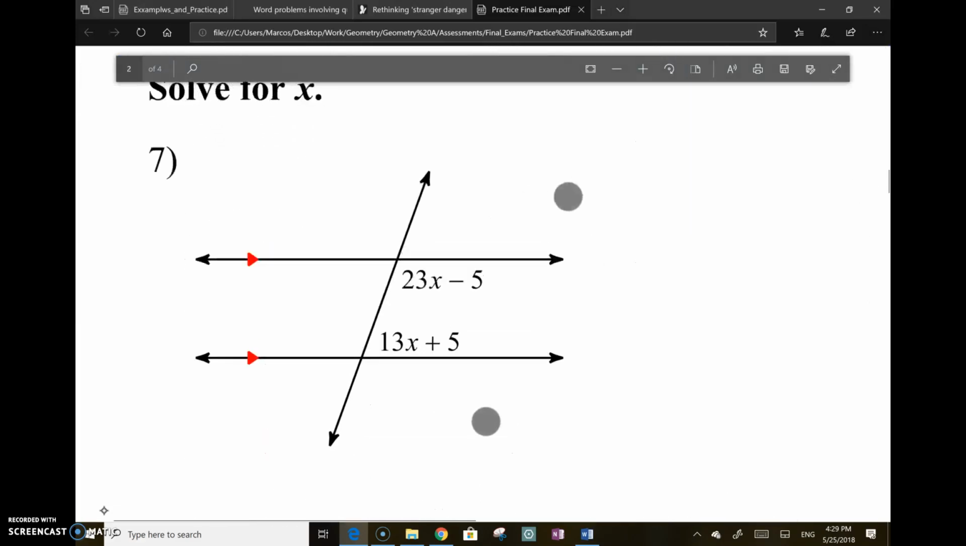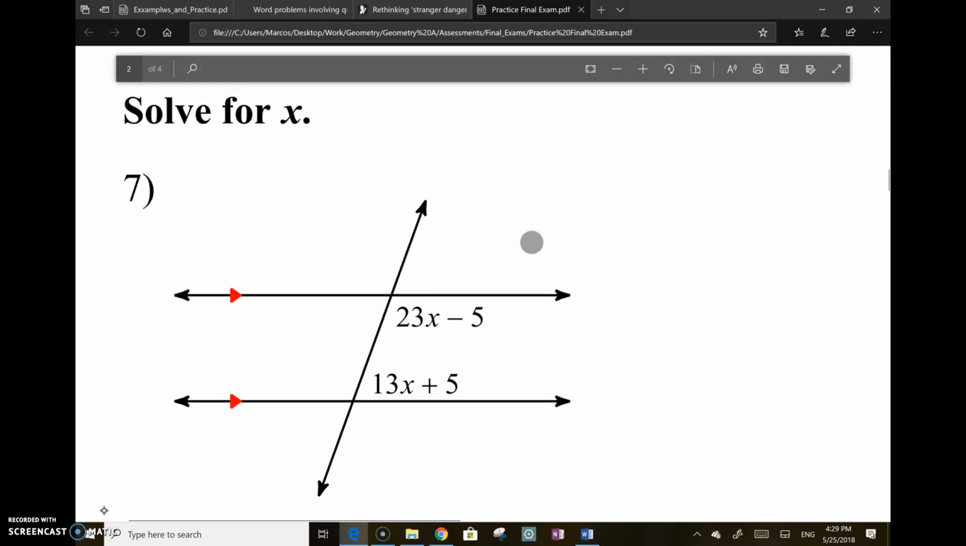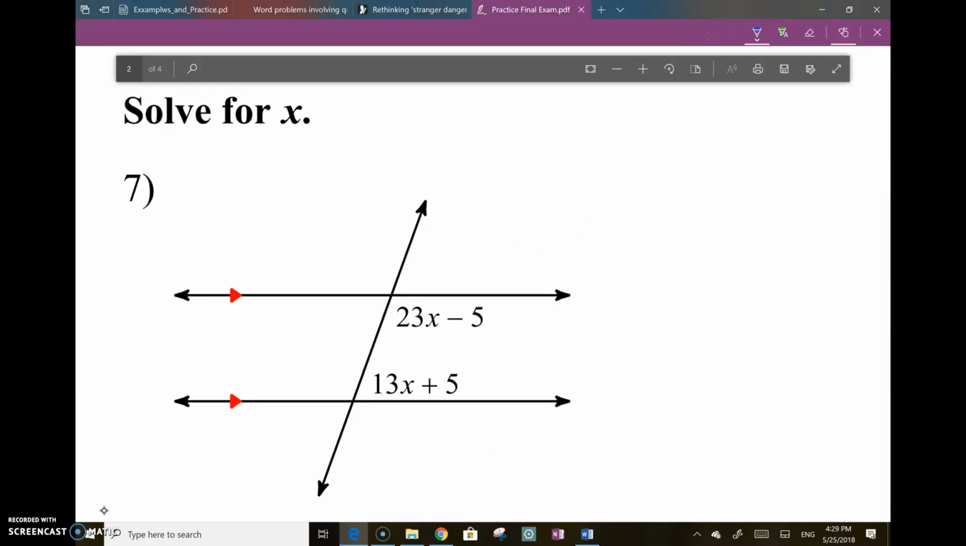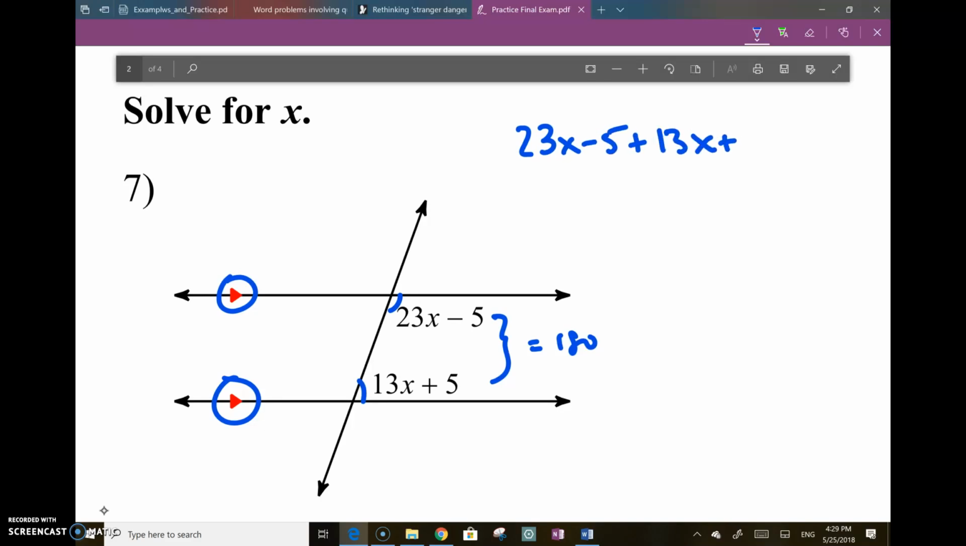Number 7. Okay, these two angles here are definitely related in terms of parallel lines. These two lines are parallel. And so the way that these angles are sitting makes them both same side interior angles. So if you remember, same side interior angles are always supplementary, which means that they sum to equal 180. So the way you say it is the way you write it, and that means that this would be 23x minus 5 plus 13x plus 5 equals 180.